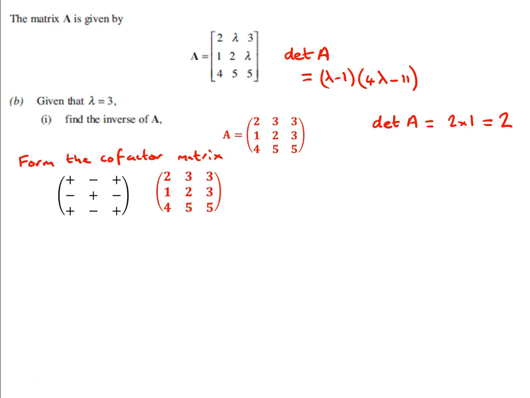To find the first entry of the cofactor matrix, we cross out the first row and the first column of the matrix A. We work out the determinant of what is left, so that's 2 times 5 take away 3 times 5, which is minus 5. Because the entry in that original grid matrix is a plus, the entry is going to be exactly the same as the determinant, so the entry we're going to put in is minus 5.